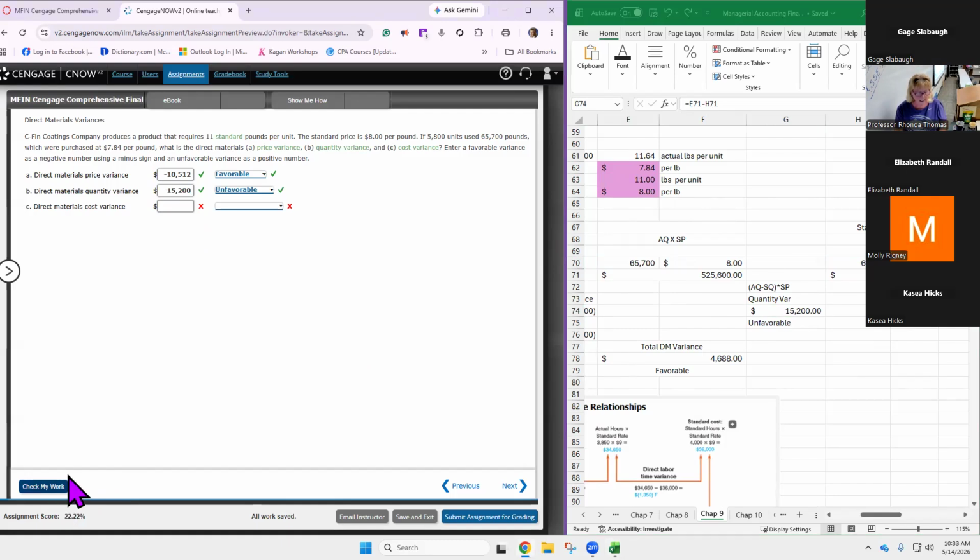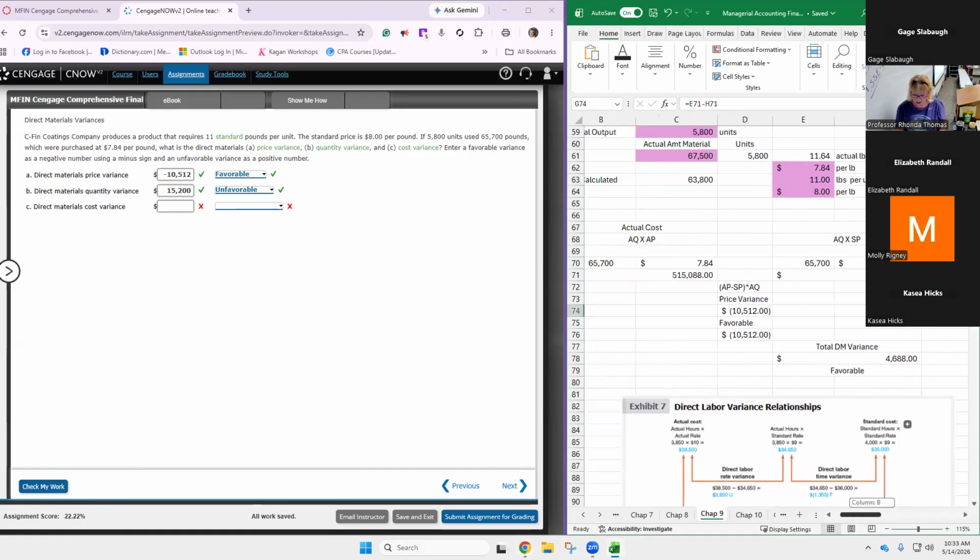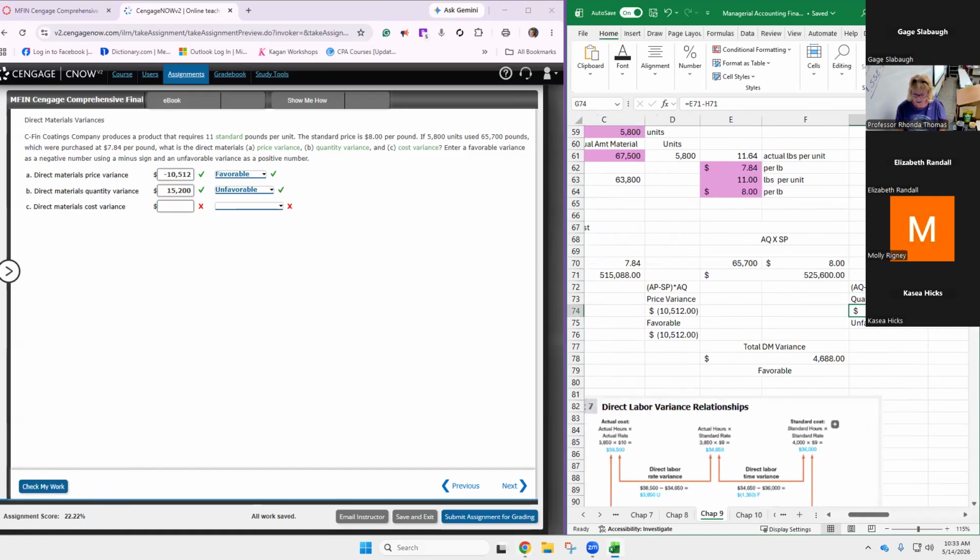All right, now we're ready to net, because you net both of these. So if this is sitting here with a larger amount of a positive number, and positive is unfavorable, negative is favorable, this is a positive number. Since this is positive, then this is still unfavorable, right? Because the unfavorable outweighed the favorable. So here you go. Okay, so the final direct materials cost variance is these two netted together.